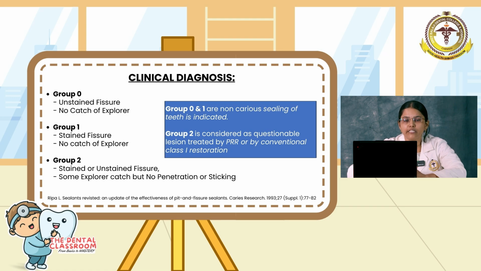So among these 3 groups, group 0 and 1 are considered non-carious and they are indicated for sealant placement, whereas group 2 is considered a questionable lesion and is not indicated for sealant placement but can be restored using restorative material, or a preventive resin restoration can be done.